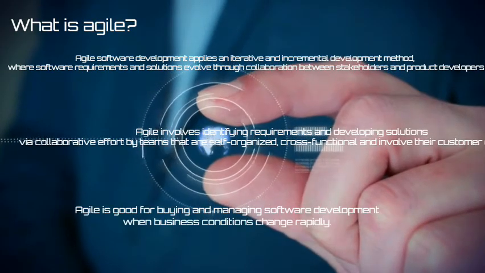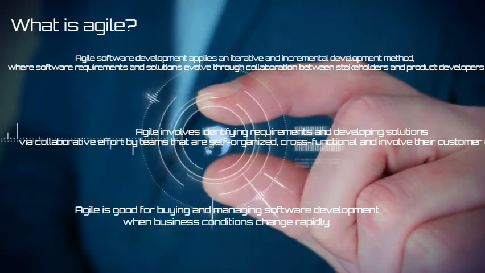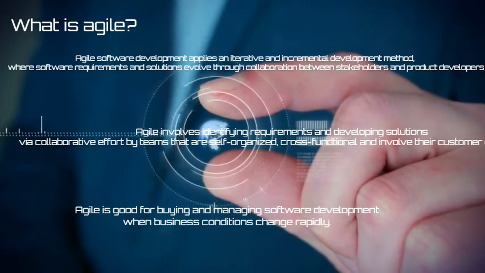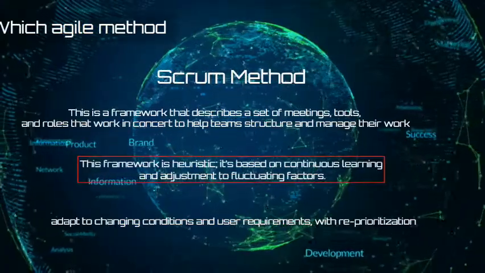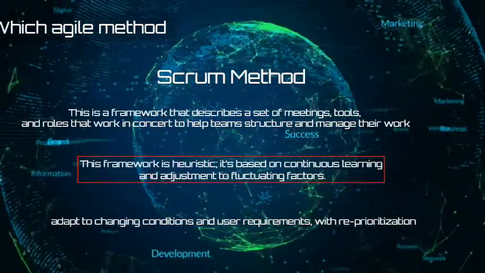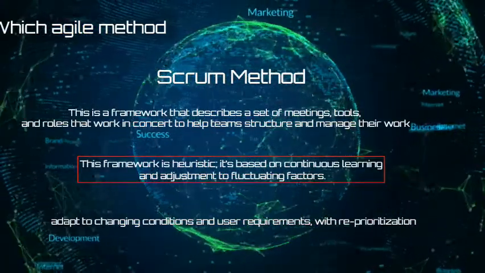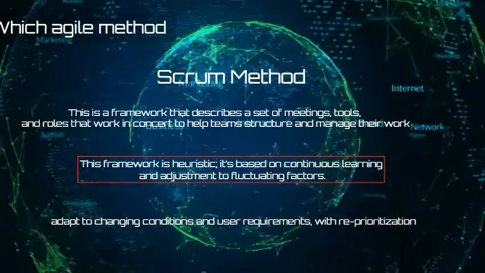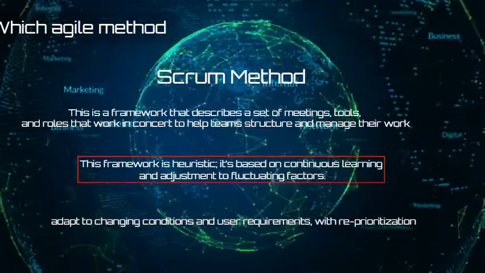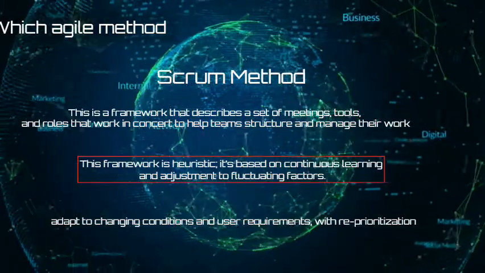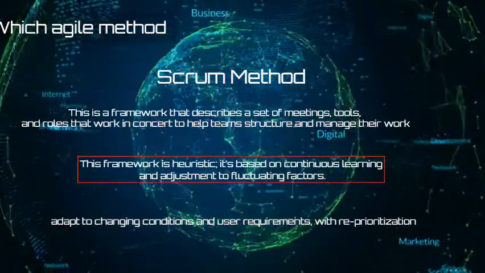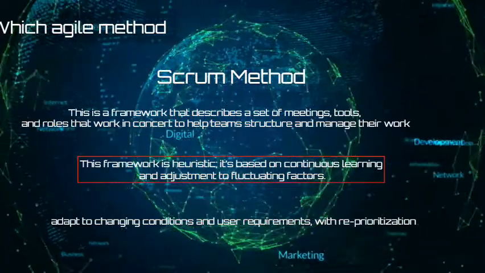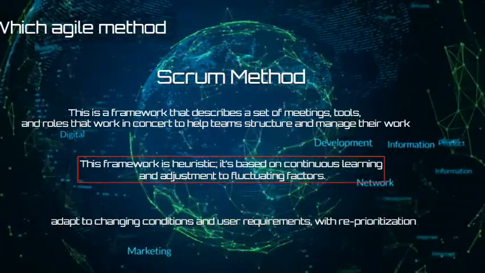Firstly, we need to understand what is Agile. Agile software development applies an iterative and incremental development method. Unlike its predecessor or the opposite, which is called waterfall, which happens in different stages and has a gate for each phase. For Agile, software requirements and solutions evolve through collaboration between stakeholders and product developers.